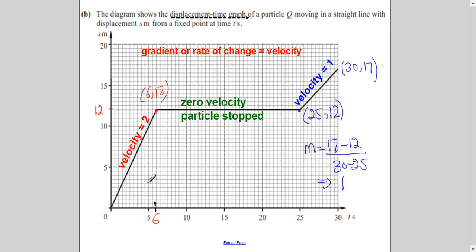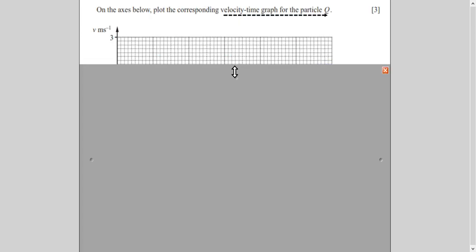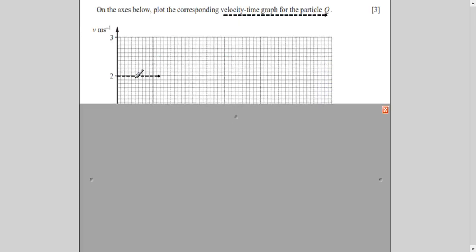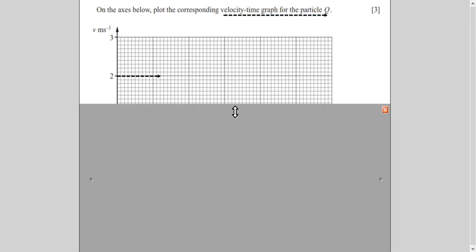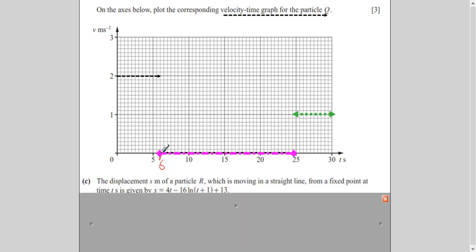This part is showing that for 6 seconds, the velocity is 2 meter per second. So if you see here, I have drawn a line here, 2 meter per second for 6 seconds. Here, if you see, the velocity is 0 from 6 seconds to 25 seconds. So I have drawn the line here on the x-axis. So you will draw it. You will not just leave it as it is. You will highlight it, you will bold it. I have used different colors, but you can use just a bold line here.